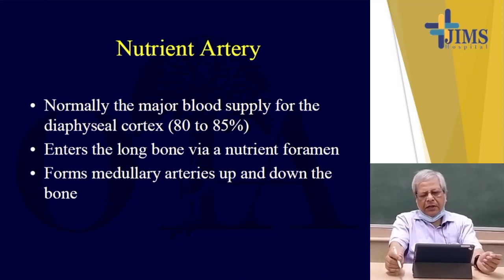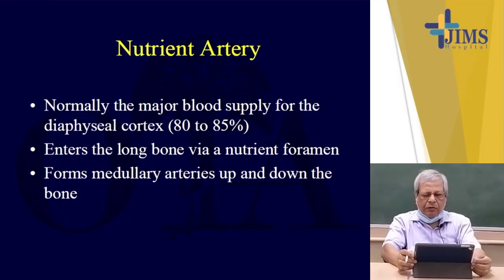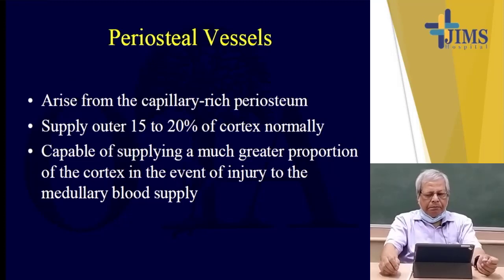Normally, the major blood supply for the diaphyseal cortex is 80-85%. Plus, of course, the bone marrow is supplied by the nutrient artery. It enters the long bone via a nutrient foramen, forms medullary arteries up and down the bone. Periosteal vessels arise from the capillary rich periosteum, supply outer 15-20% of cortex normally. Capable of supplying a much greater proportion of the cortex in the event of injury to the medullary blood supply.